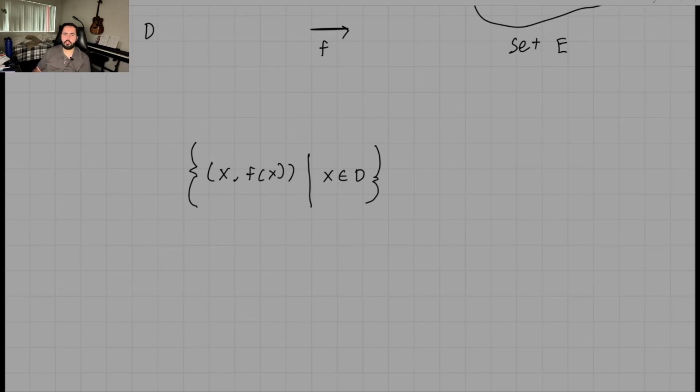X and f of x at this point can really be anything. X can be a real number, x can be an integer, x can be an imaginary number, it can be whatever. What this line is saying is that this pair of numbers, x and f of x, is only going to be defined if x is in our domain. This is important because we want x to be in our domain. We don't want x to be outside of our domain.